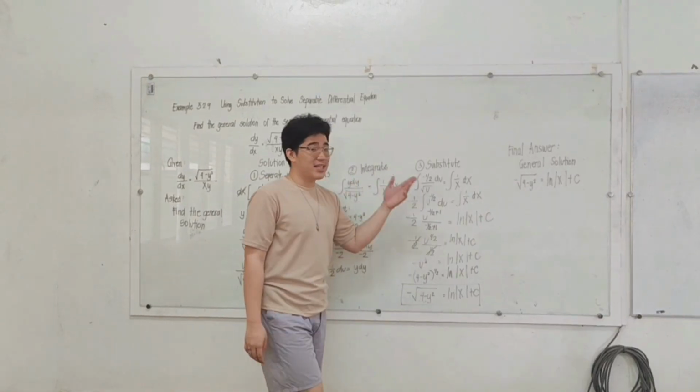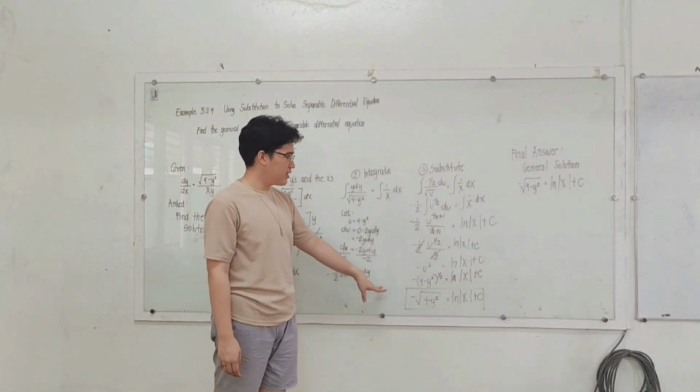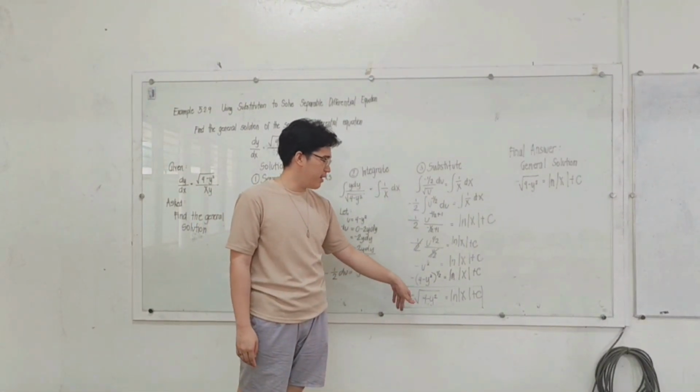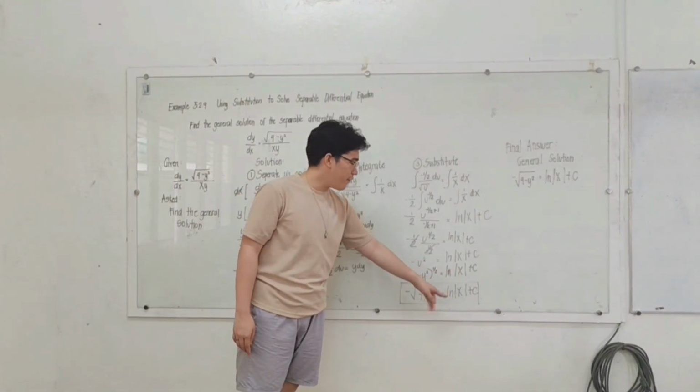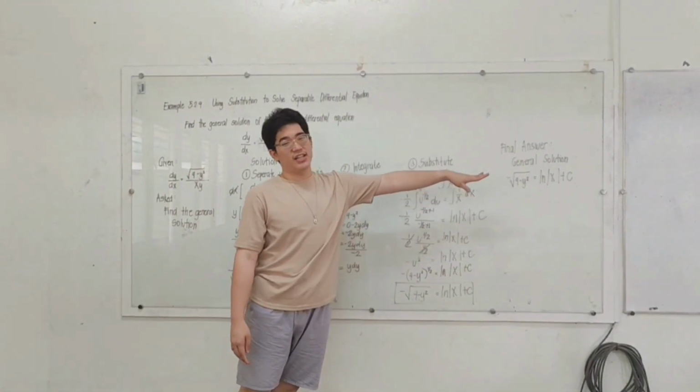So we integrate it, we substitute these values, and we get the answer of negative square root of 4 minus y squared is equal to ln of the absolute value of x plus c, which is our general solution.